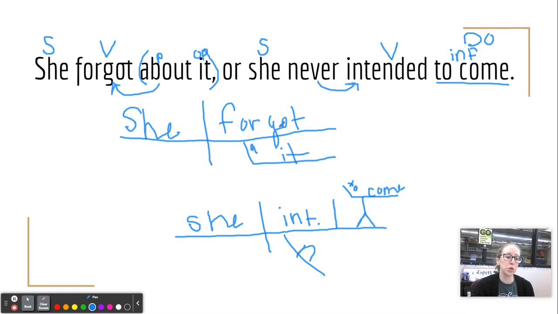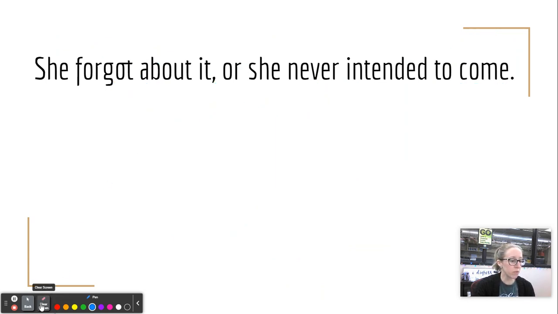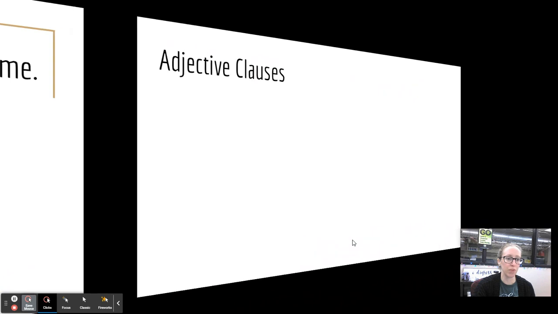Then we just have to join these two clauses together. The way that we're going to do that, remember, is with a dotted line. We want to put our coordinating conjunction in between. So we will put or on a little line like that, and then connect it to the other verb. So that is what that diagram would look like for our compound sentence.